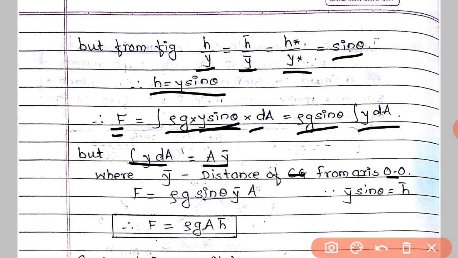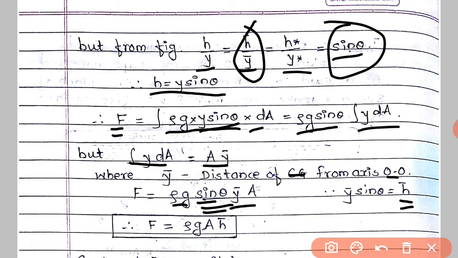So force will be rho g into sin theta as it is into y bar a, but sin theta y bar will be equal to h bar, that is distance of center of gravity from free liquid surface. So finally equation for total pressure force acting on the inclined plane surface will be pressure force is equal to rho g a h bar. This will be our required equation, that is equation for total pressure force acting on an inclined plane surface.